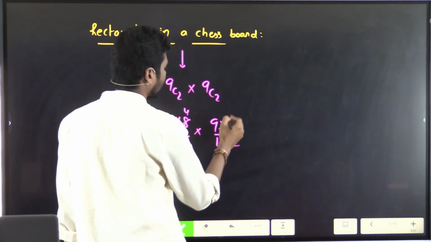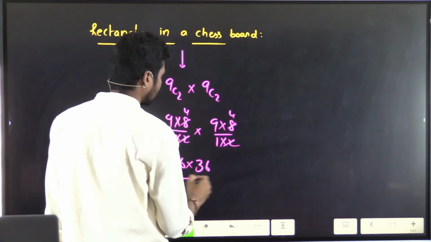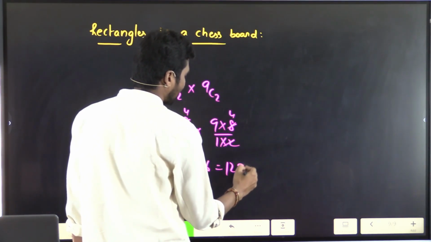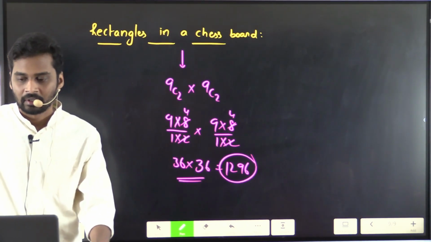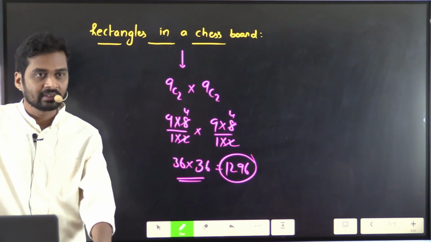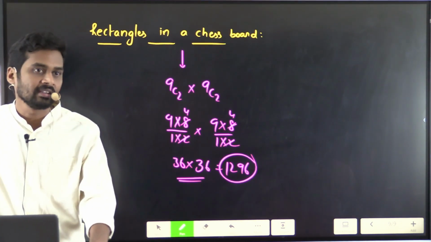This value is also what? 4 9s are 36. 36 into 36 is what? What is the value of 36 square? 1296. Okay, if we have the value 1296, that's fine. We'll go with that 1296.